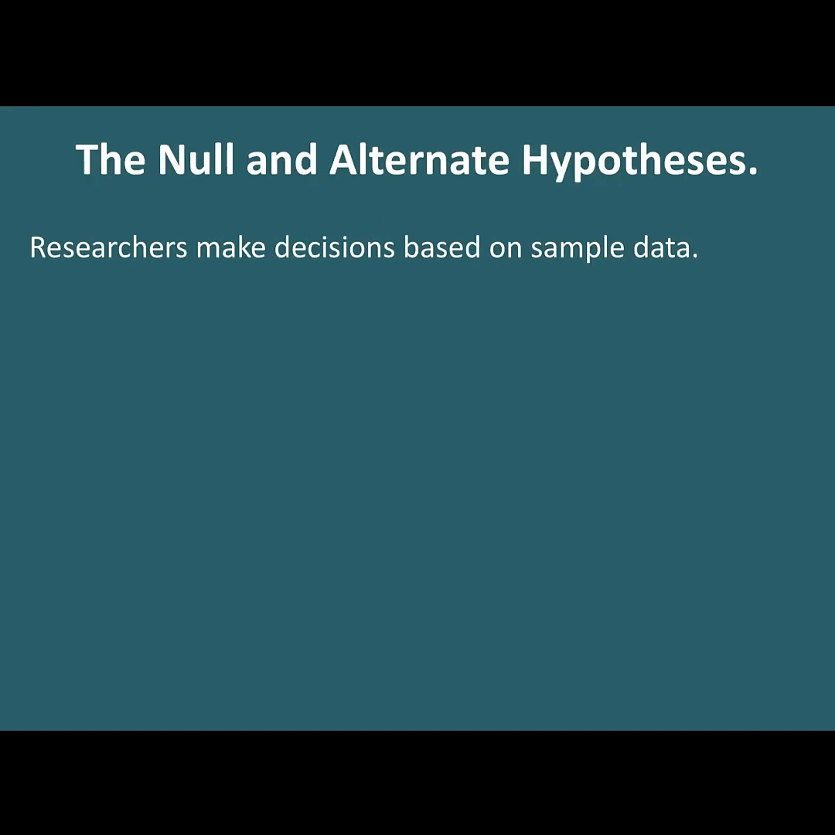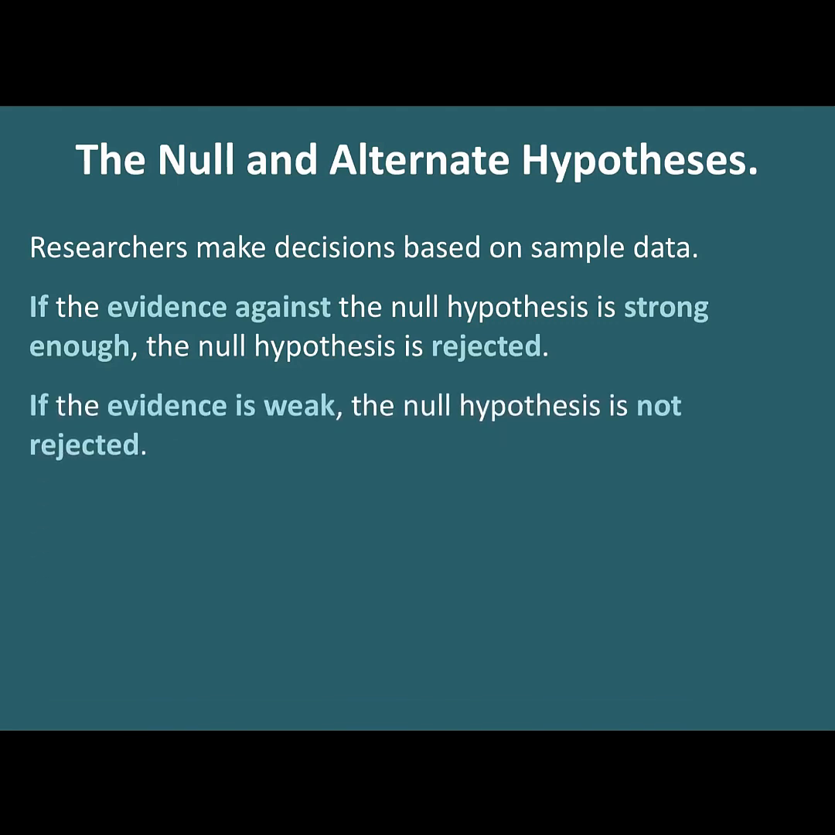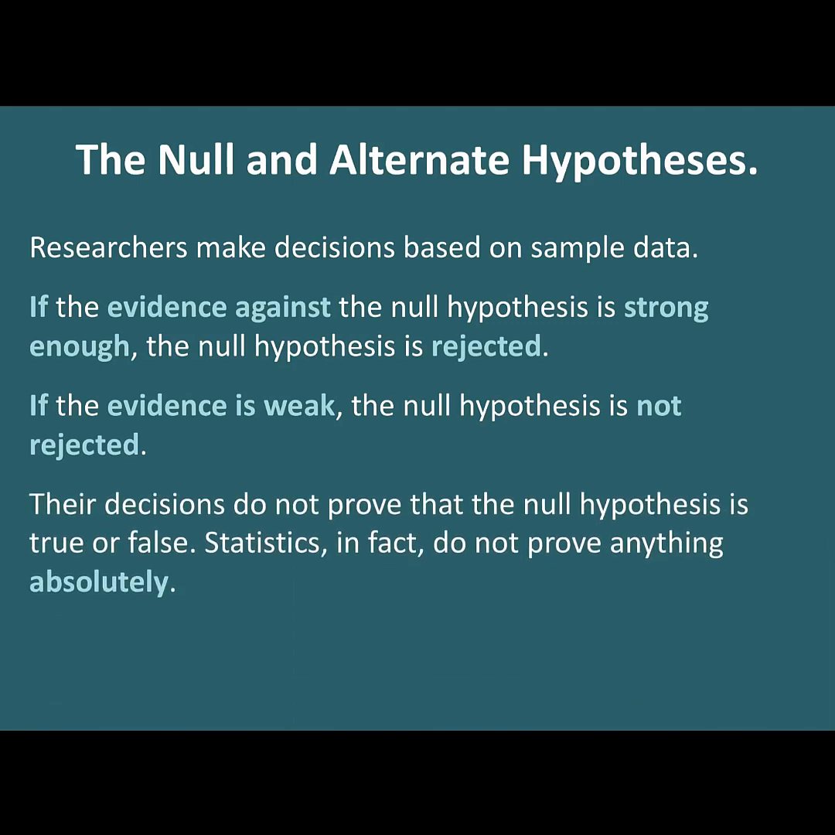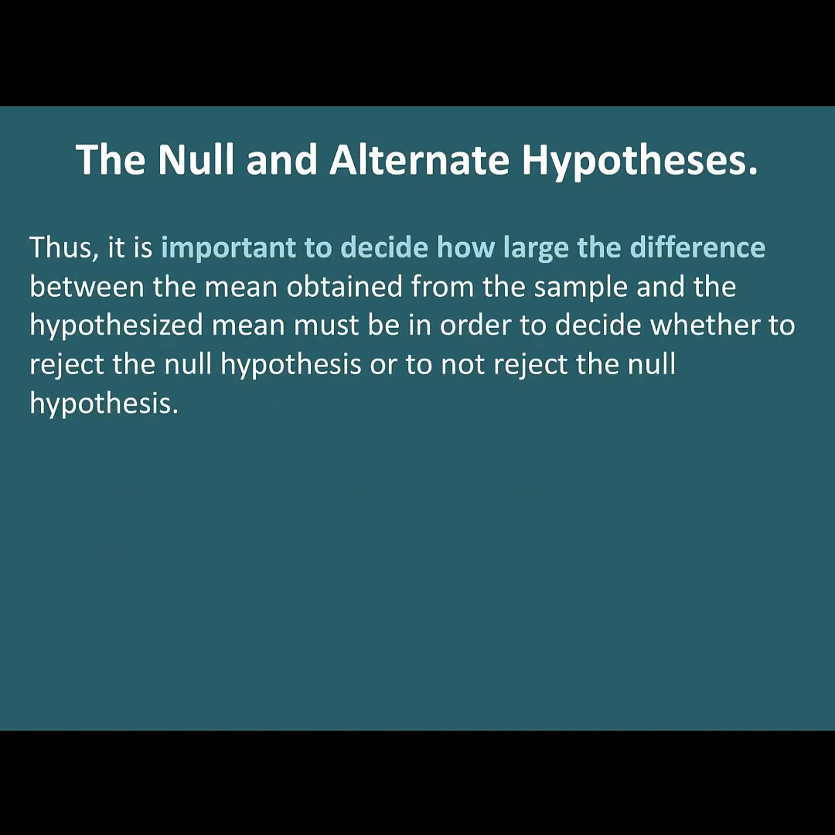Let's take a closer look at the null and alternative hypotheses. We first should keep in mind that researchers make decisions based on sample data. If the evidence against the null hypothesis is strong enough, the null hypothesis is rejected. If the evidence is weak, the null hypothesis is not rejected. Their decisions do not prove that the null hypothesis is true or false. Statistics, in fact, does not prove anything absolutely. The only way to prove anything statistically is to use an entire population, which is typically improbable or sometimes even impossible. Thus, it's important to decide how large the difference between the mean obtained from the sample and the hypothesized mean must be in order to decide whether to reject the null hypothesis or not to reject the null hypothesis.